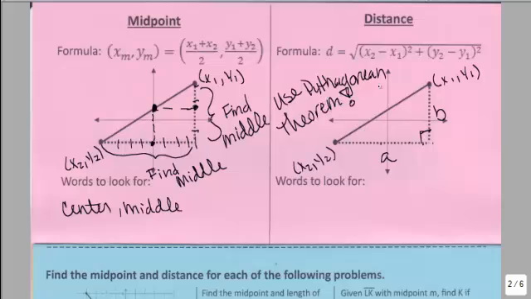It is so much easier than using this horrible formula that they give you. So a squared plus b squared equals c squared. And words to look for distance are things like how long, or the length, or of course the word distance.